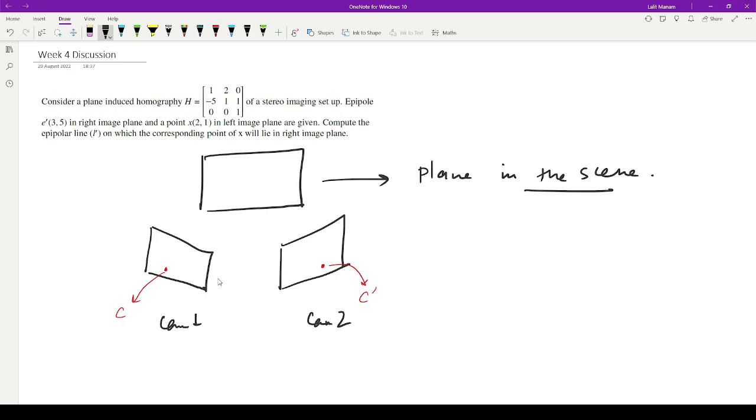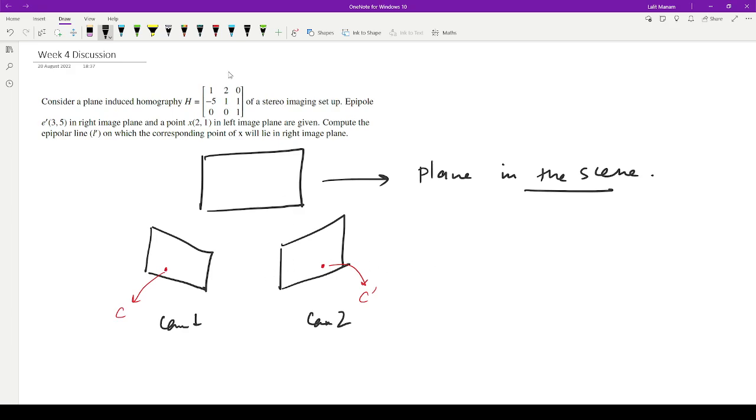What is an epipole? Can anyone tell that? The projection of the camera center of the other camera onto the current camera. Yes, that's the epipole. So here we are given the epipole of the right image plane.